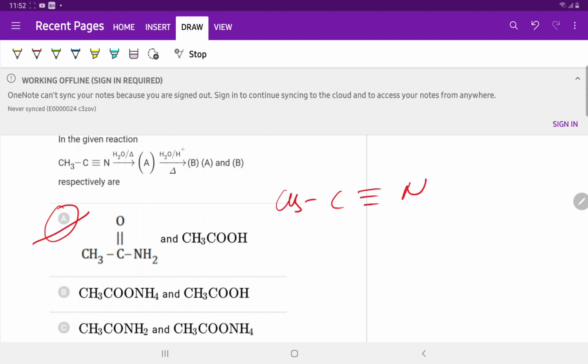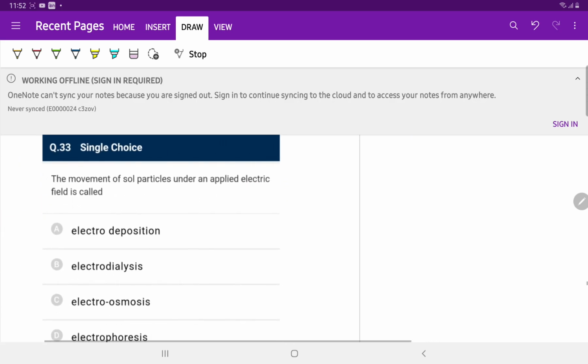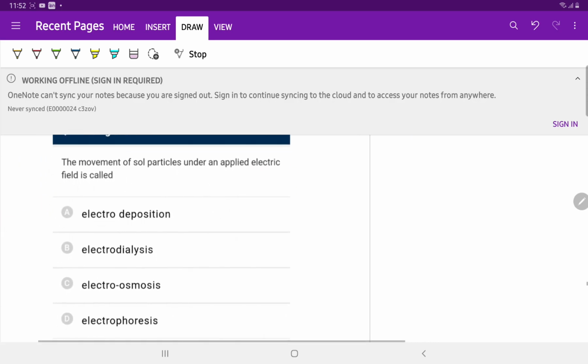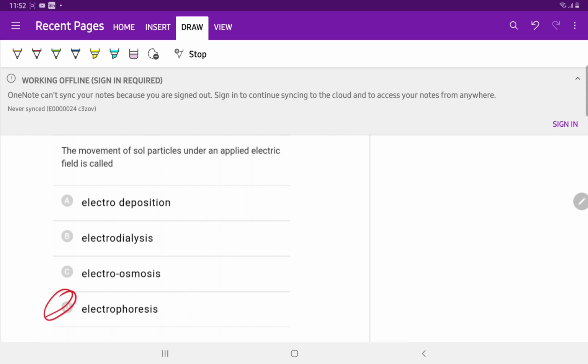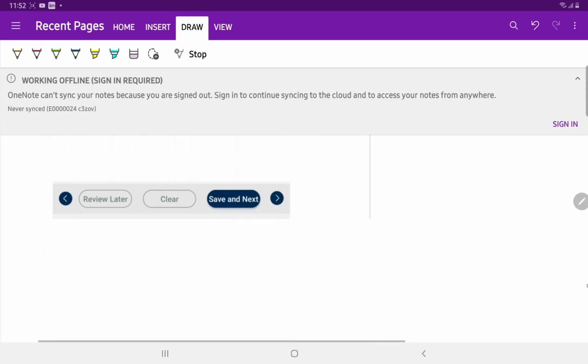CH3CN. In the first step, these two bonds break and an amide is formed, and the amide on hydrolysis with heating gives carboxylic acid. We'll move to question number 33. The movement of solid particles under an applied electric field is called electrophoresis. Electrophoresis is a method which is used to find out the charge on colloidal particles.